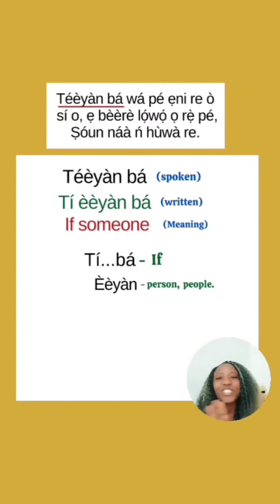So it depends on the context of how you use the word èèyàn. You can say, just like the phrase, tí èèyàn bá, if someone. It can also mean if people. Tí èèyàn bá. But if you want to be specific and you want to be clear that you're talking about a group of people, then you need to add the word àwọn. Tí àwọn èèyàn.